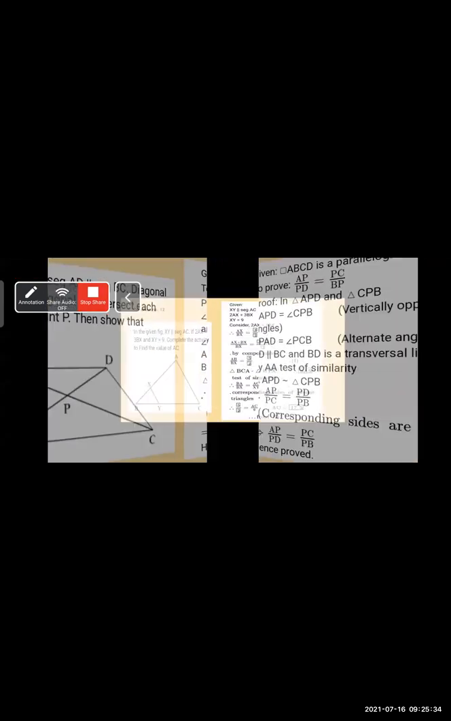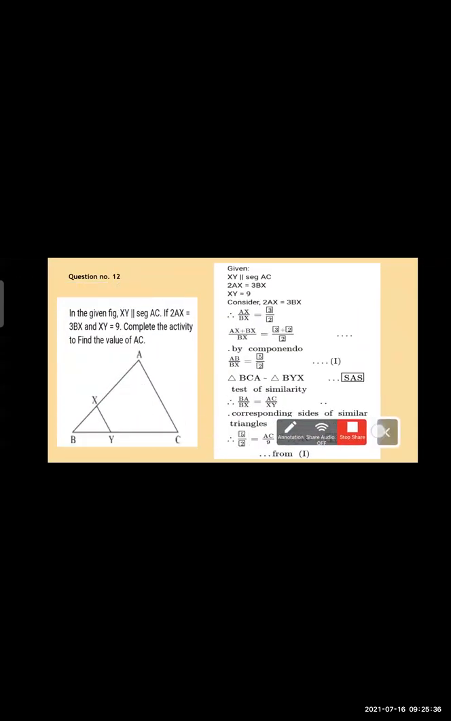Okay, students, next question. Question number 12. Now, in the given figure, XY is parallel to AC, and if twice of AX is equal to thrice of BX, means 2 times AX is equal to 3 times BX, clear? And XY is 9. Complete the following activity. This is the activity type question.